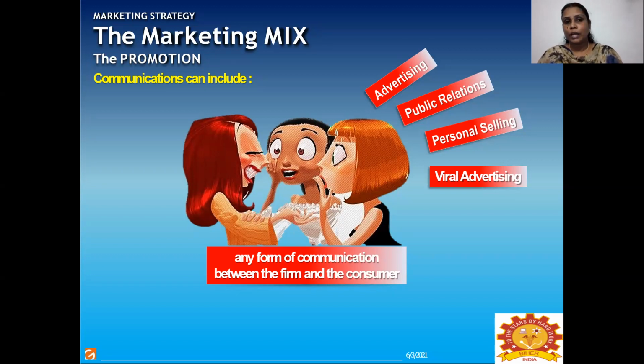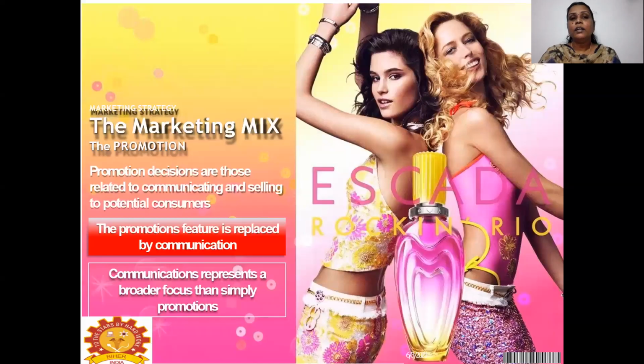So any form of communication that goes from the company about the product to the people or to the target market is called a marketing promotional activity, a part of marketing communication. We say the IMC, the integrated marketing communication mix. Okay, so that is all about the marketing mix of the promotion.